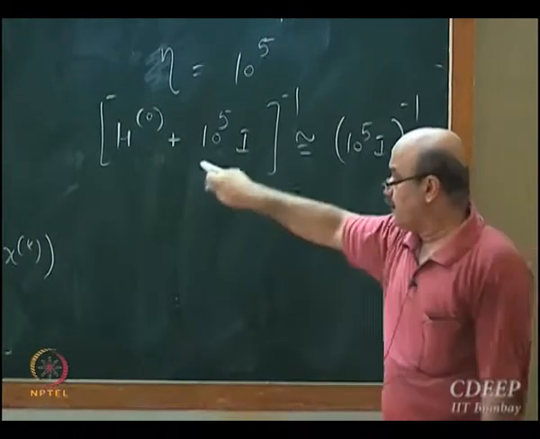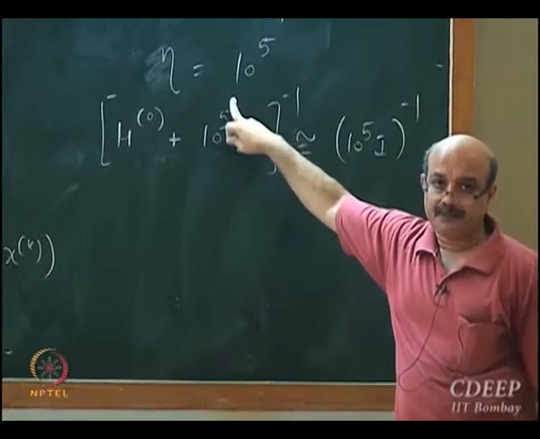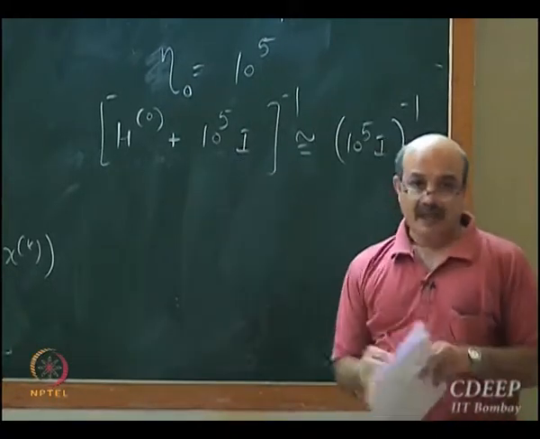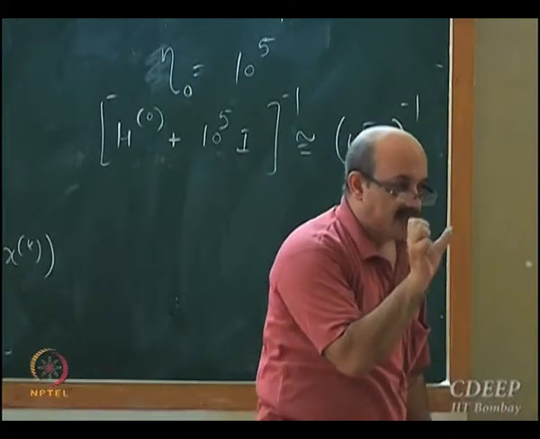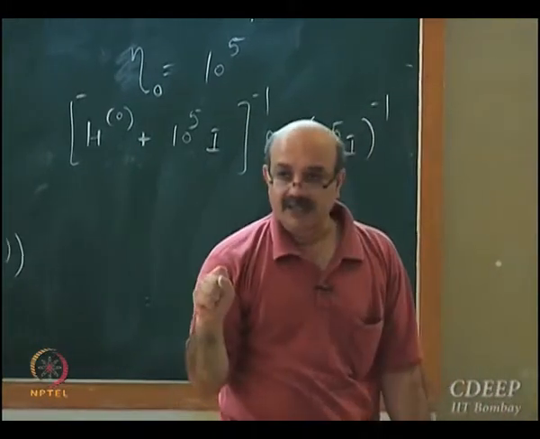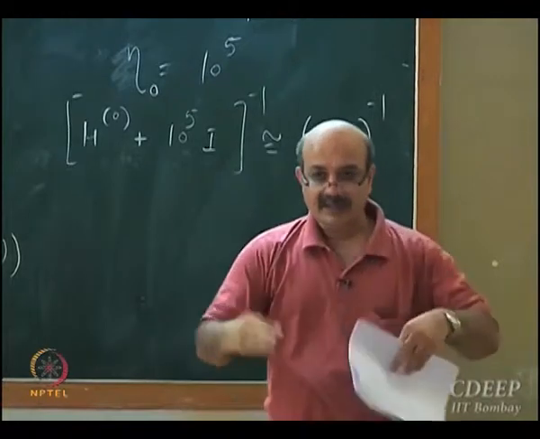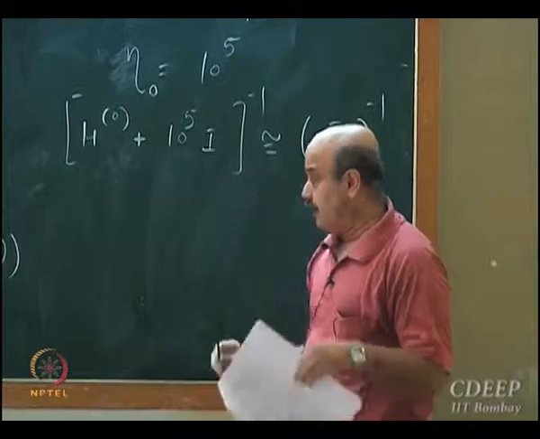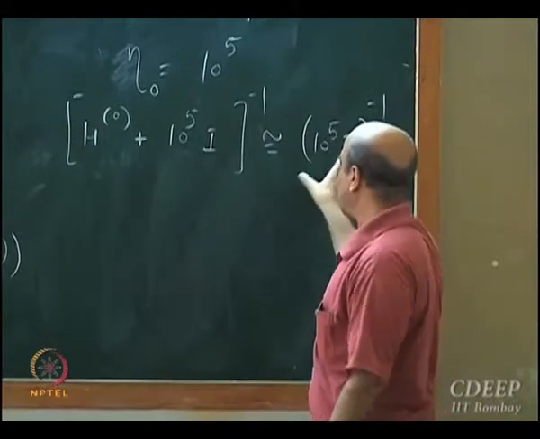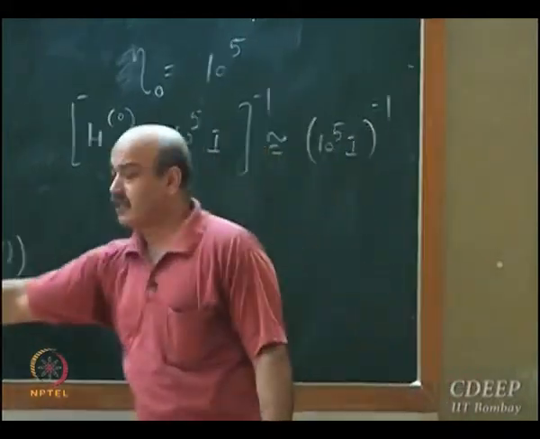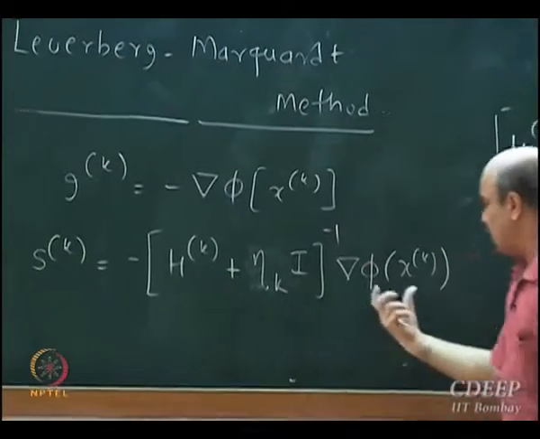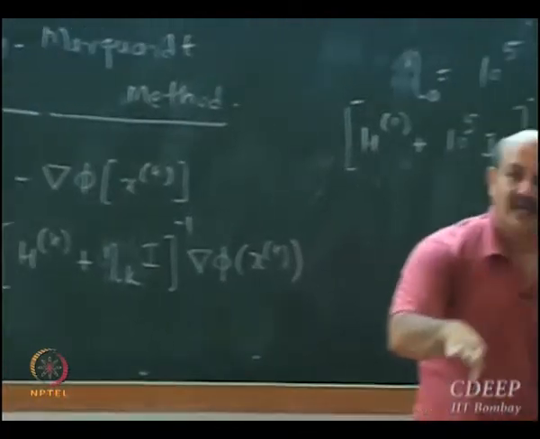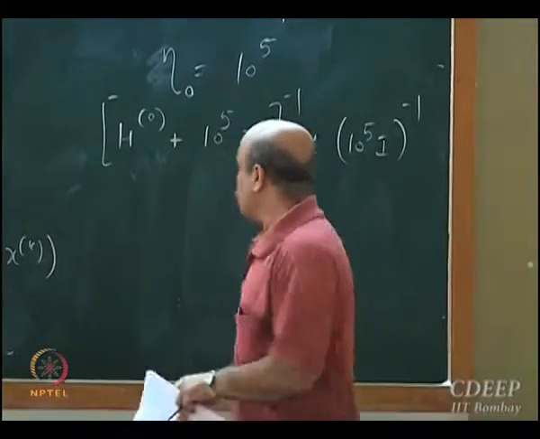So initially you start with very large neta. Neta 0 is chosen to be 10 to the power 5, and then what you do is you go on reducing neta as k increases. So initially, since this is like I inverse, this direction Sk is along the negative of the gradient direction. So initially you are moving along the negative of the gradient direction, and then you go on.